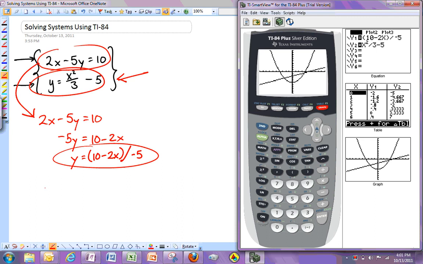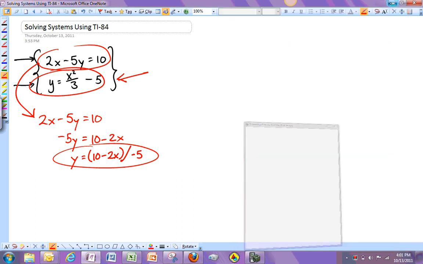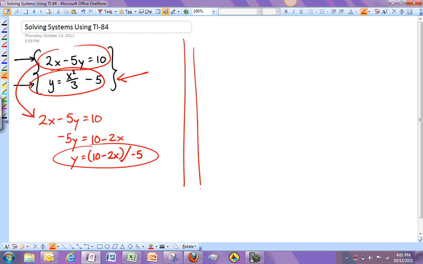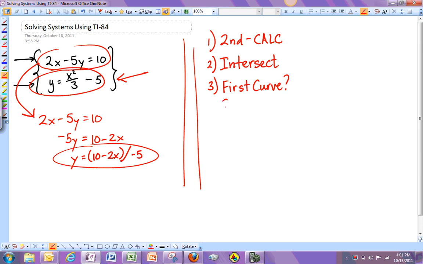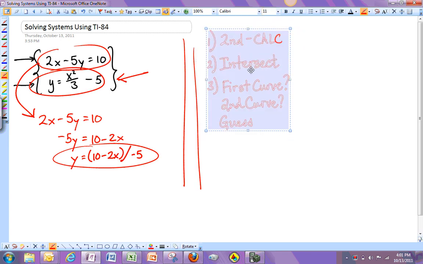So remember the key here is going to be, I'm going to minimize this for a second. The key here is that we need to get to the Calc menu. So again, the way that works is we're going to go to second Calc. We're going to find the intersect feature. And then we have to answer 3 questions. First curve, second curve, and guess. Okay. So let me put this over here.